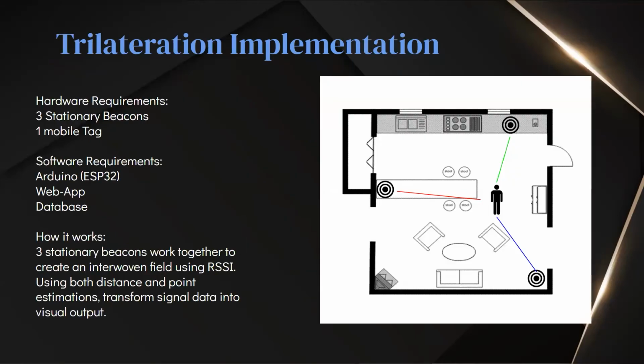In our trilateration implementation, there's a few hardware requirements. One being there needs to be at least 3 beacons present in the room, as well as 1 tag for the system to work. There's going to be software requirements as well. We'll be using Arduino to program the microcontroller, a web app to display it, and a database to store the information that goes behind it.